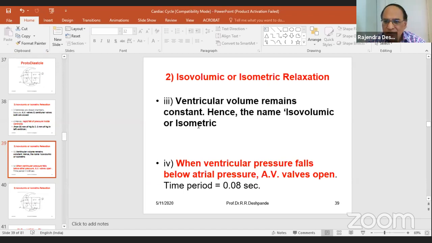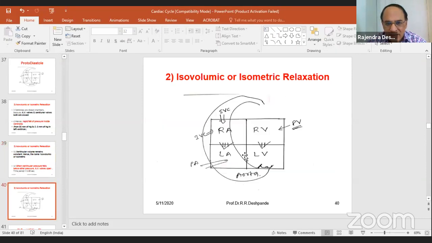Ventricular volume remains constant as it is, maybe some remaining blood is there. So that volume remains the same for a few seconds, hence the name isovolumic or isometric relaxation. When ventricle pressure falls, this is very important, below the atrial pressure, AV valves open. Do you understand? That means now the ventricles are empty, but here is the pressure. So the atrium says, oh, I am full. Take my blood. I am restless. So the atria are pushing these doors. They are knocking. Open, open. Knock, knock. So they try to open these valves, atrioventricular valves, okay?